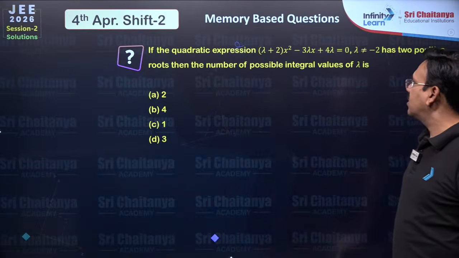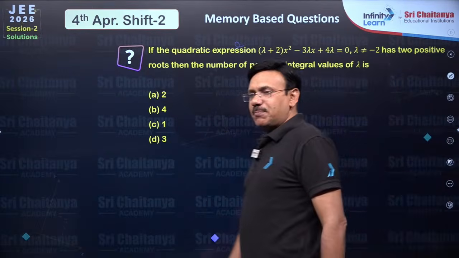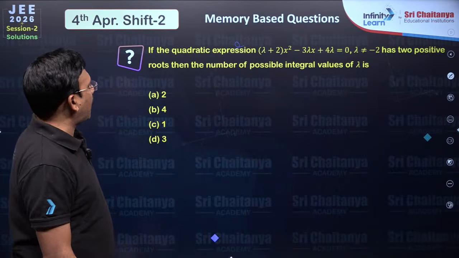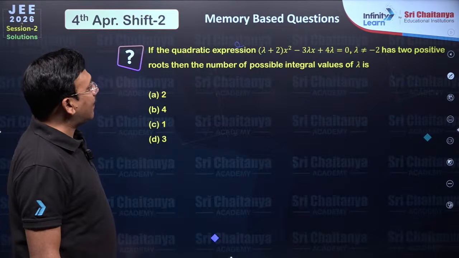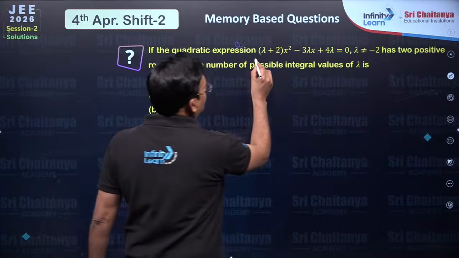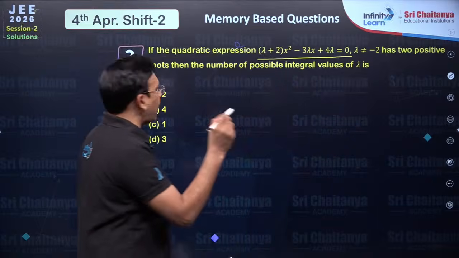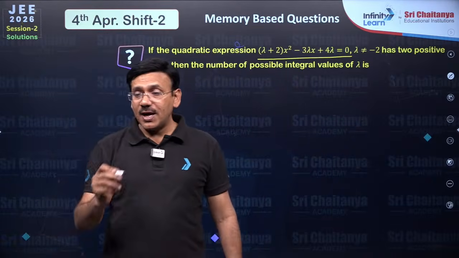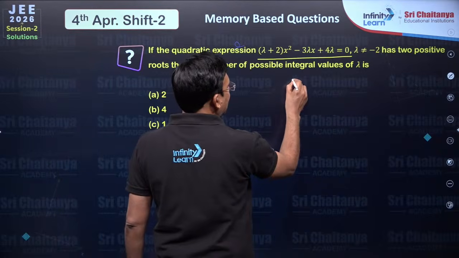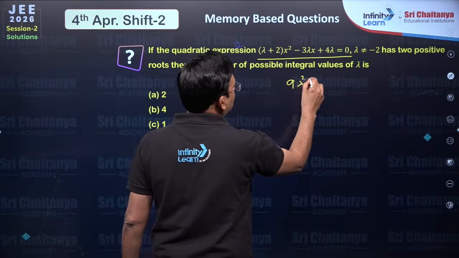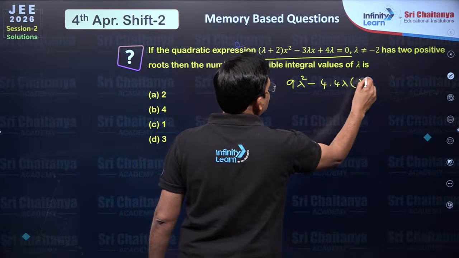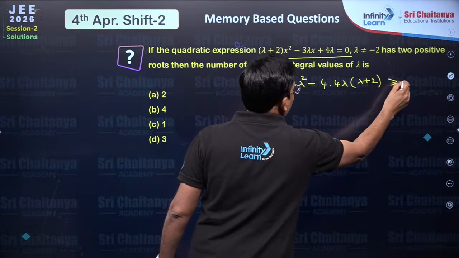So next question, you see this is a quadratic expression he has given. The equation has two positive roots, then the number of possible integral values of lambda. A quadratic equation has two positive roots. Roots are compared with 0, in the sense roots must be real. That means first of all delta greater than or equal to 0. B square minus 4AC must be greater than or equal to 0.